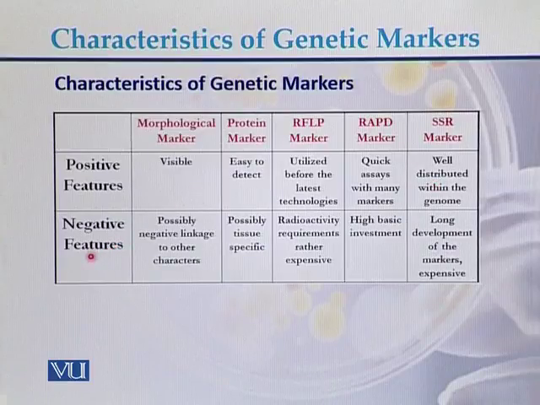When we look at the negative features, there is possibly negative linkage to other characters, and possibly tissue specificity in case of protein markers. Radioactivity is required and it is rather expensive for RFLP, and RAPD markers have a high basic investment. In case of SSR, there is a long development of the marker, and they are usually also considered a little bit expensive.